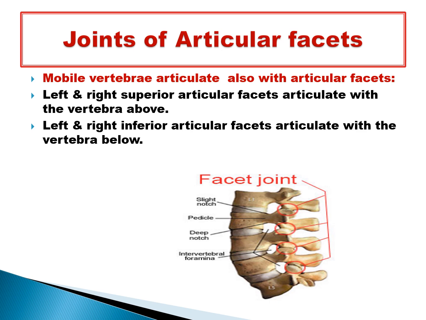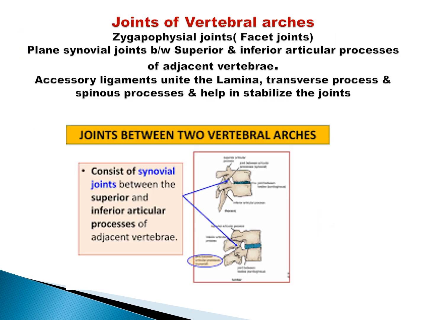Movable vertebrae articulate also with articular facets. They are the facet joints. Left and right superior articular facets articulate with the vertebra above. Left and right inferior articular facets articulate with the vertebra below. Joints of the vertebral arches are zygapophyseal joints or facet joints. They are plain synovial joints between the superior and inferior articular facets.